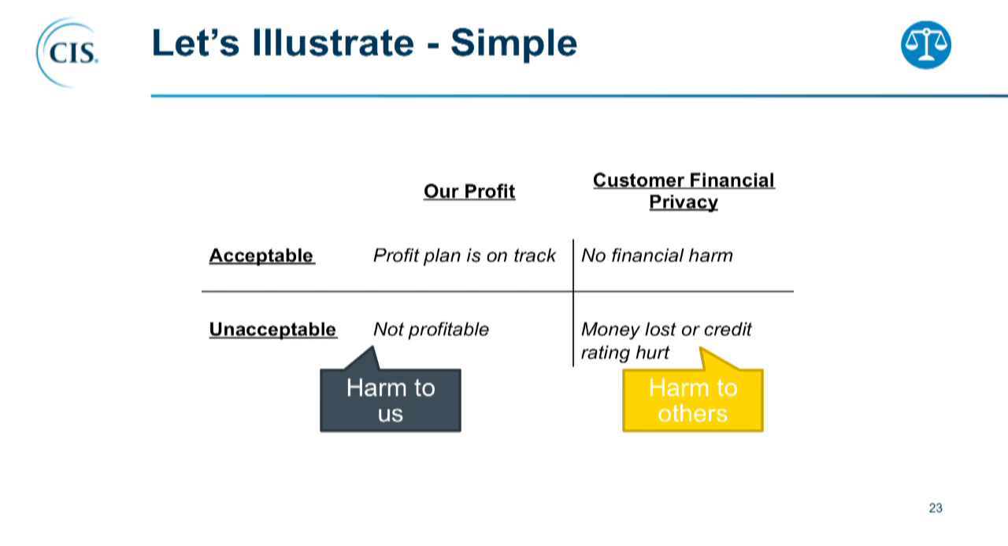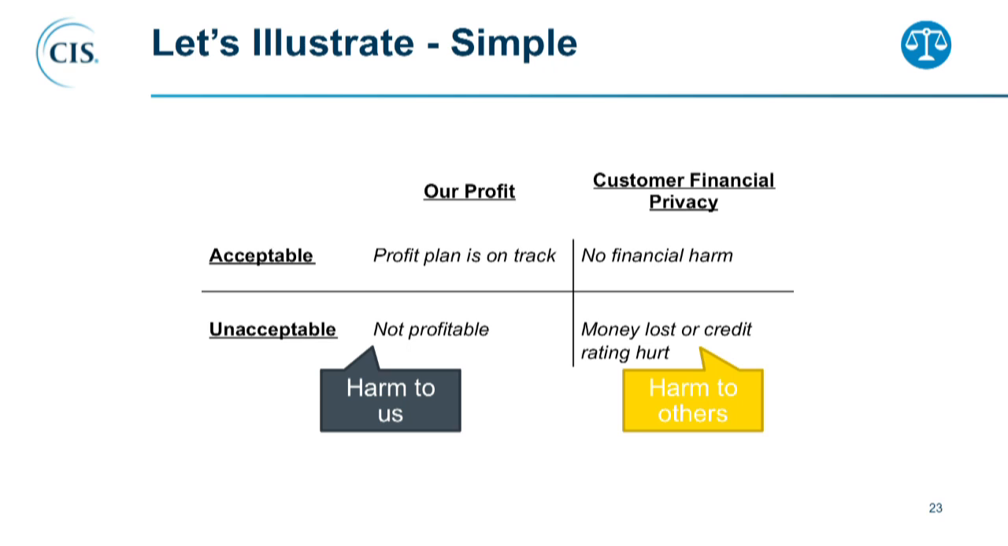We're going to want to be able to state, how would we recognize if there's been an acceptable impact to us and an acceptable impact to others? If my profit plan is on track, that's how I would recognize that my profitability is okay. It's acceptably harmed, if any. Now I have to associate that with an acceptable level of impact that others who I'm responsible for would suffer. They would have no financial harm.